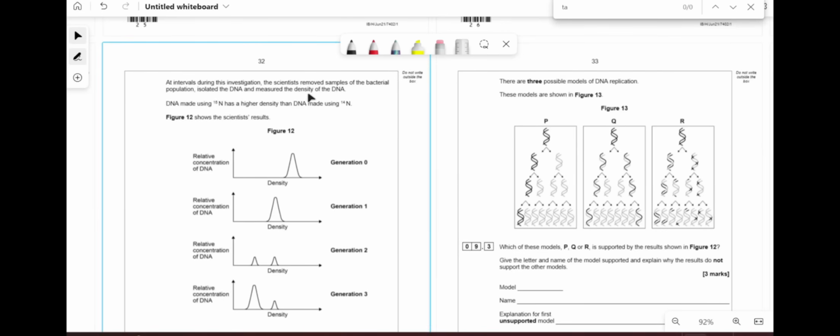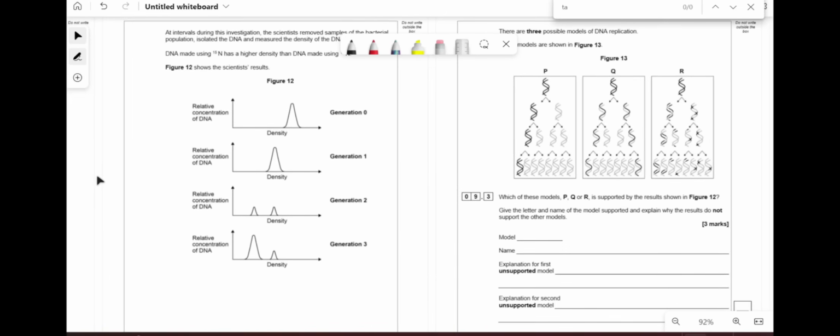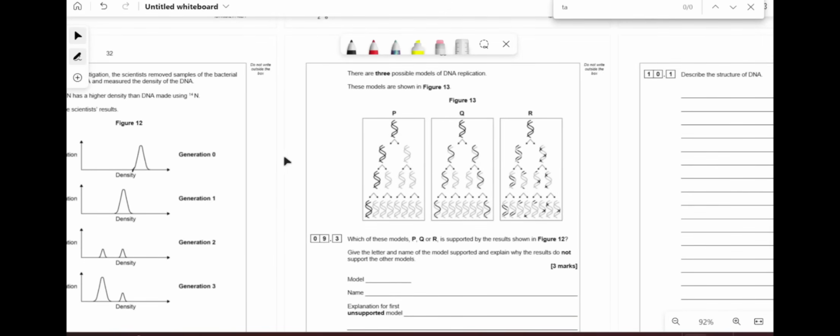So at intervals during this investigation, the scientists removed samples of the bacterial population, isolated the DNA, and then measured the density of DNA. So DNA using 15N is a higher density than DNA using 14N. And here's our result. So the relative concentration of DNA, the density is higher in this generation, and then it goes lower. Then generation 2, it's split between the two, and then generation 3, you have a higher proportion of the lower stuff. So now it says there are 3 possible models of DNA replication, and they're shown in figure 13. Which of these models, P, Q, R, S, is supported by the results in 12? Give the letter and the name of the model supported by them, and explain why they do not support the other ones.